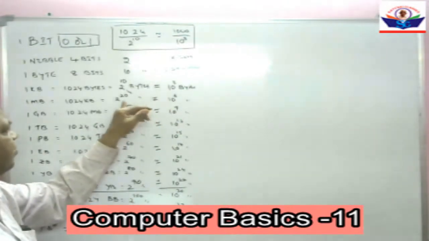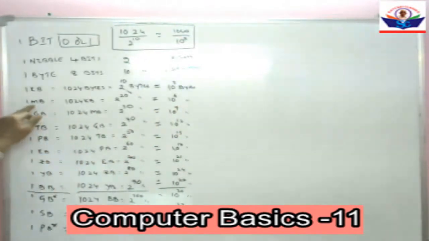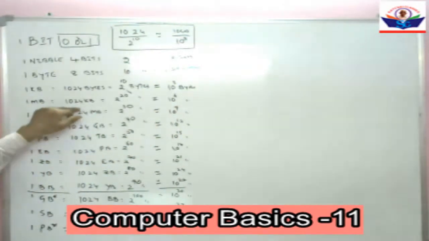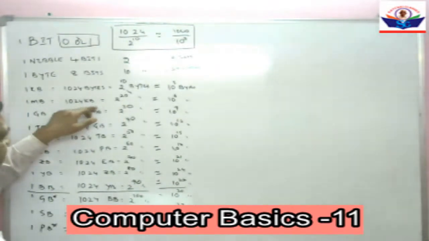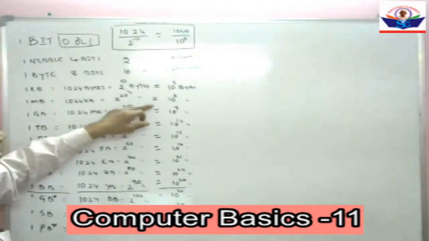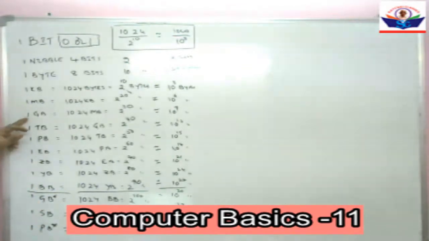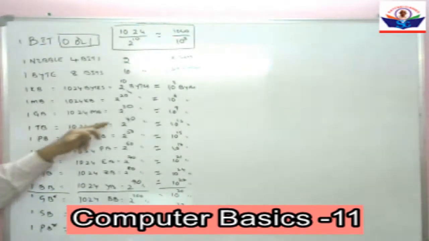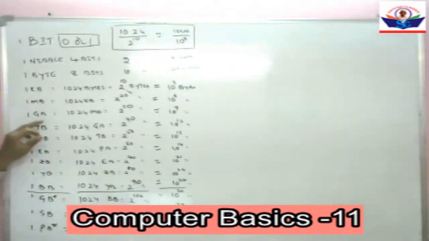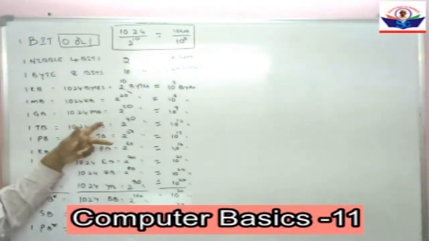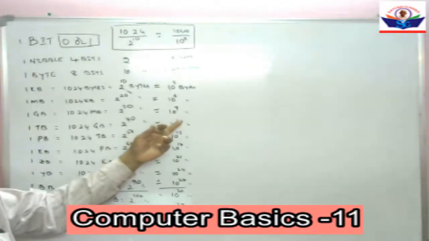Okay. 1 MB, 1 megabyte is equal to 1024 KB, which is equal to 2 to the power of 20 bytes, which is approximately equal to 10 to the power of 6 bytes. Like this, we can write in the form of base 2 or in the form of base 10. 1 GB is equal to 1024 MB, which is equal to 2 to the power of 30 bytes, approximately equal to 10 to the power of 9 bytes.